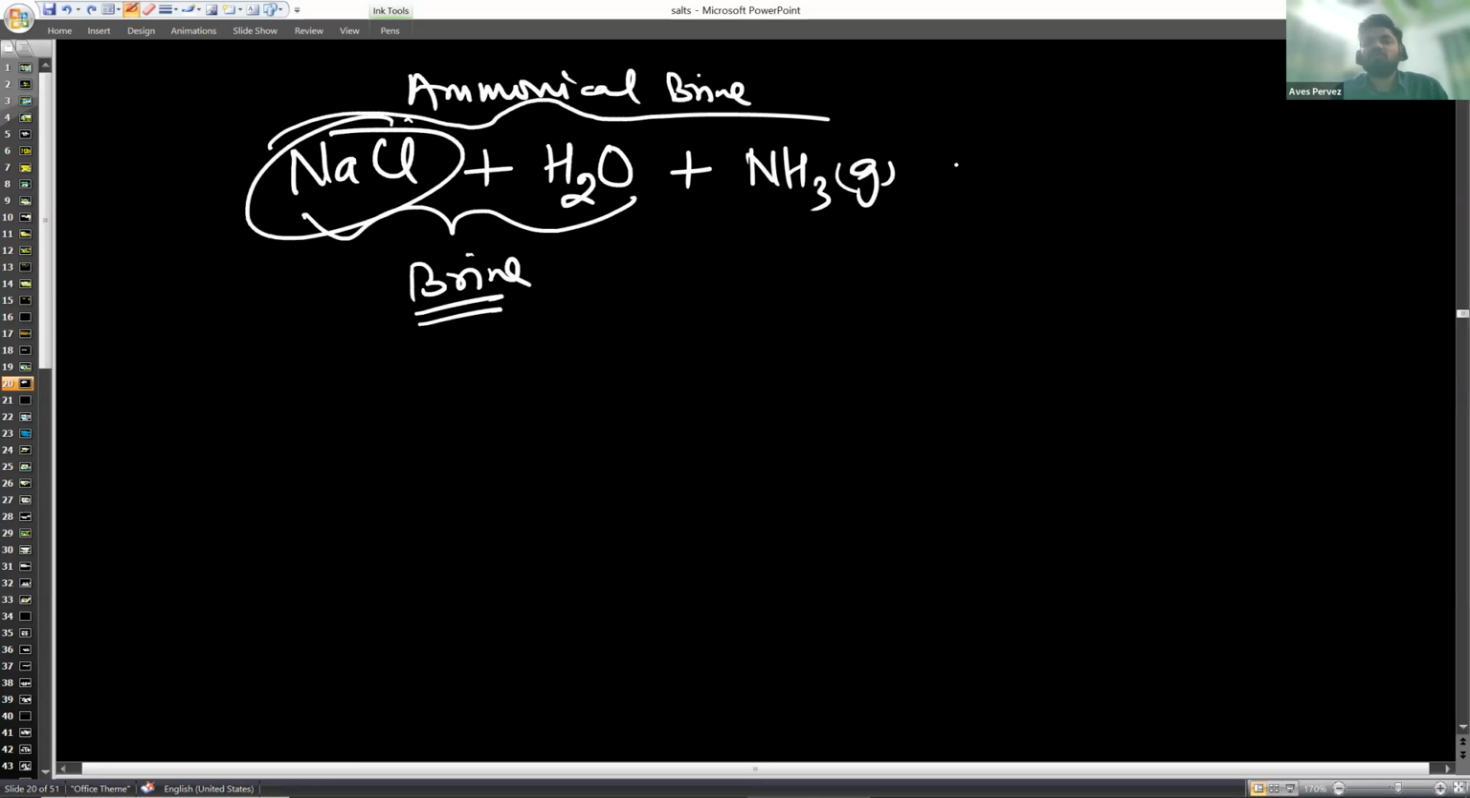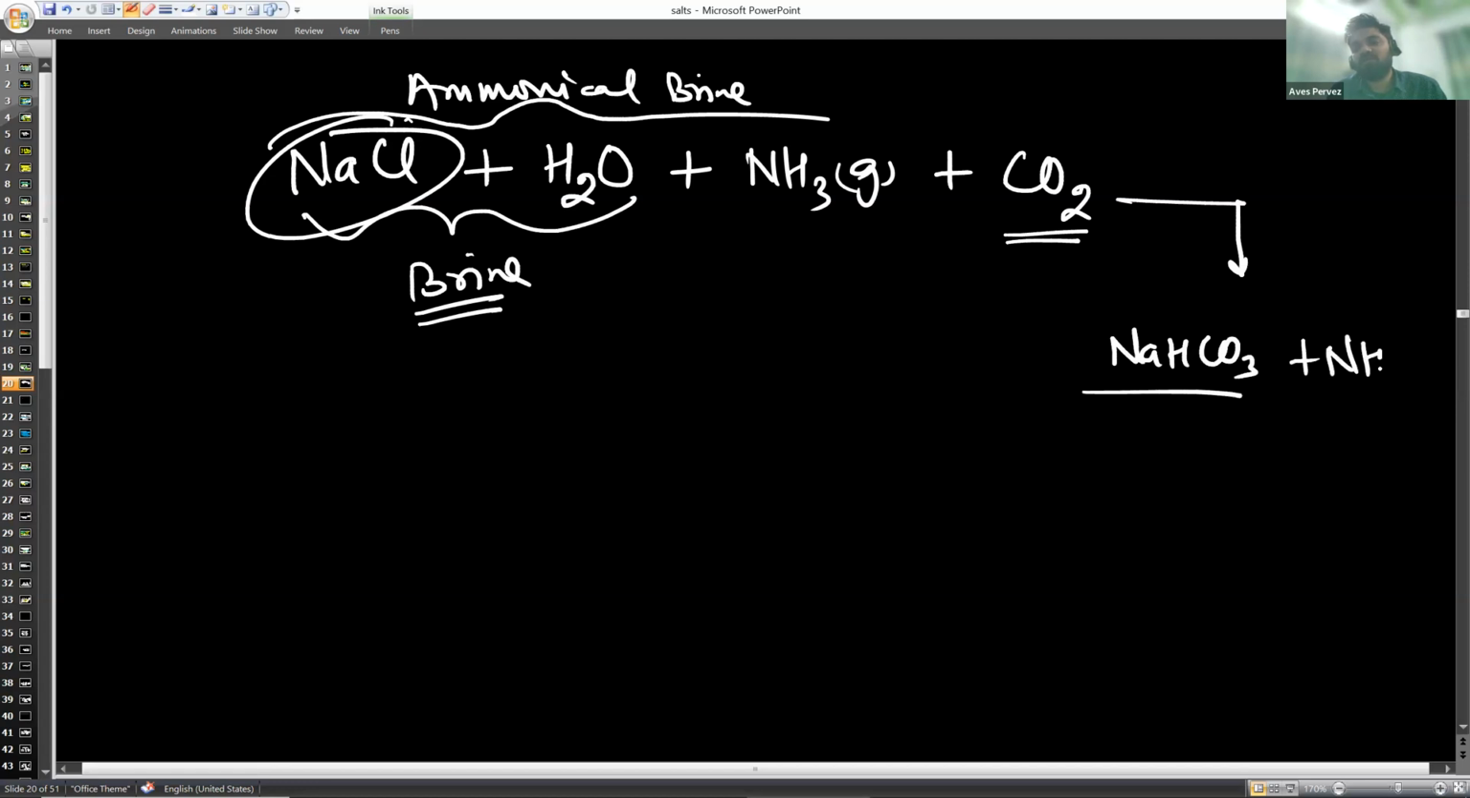Got it? So next, we pass carbon dioxide to it. When ammoniacal brine is passed with carbon dioxide, it gives you sodium hydrogen carbonate plus ammonium chloride, NH4Cl. Got it? It will give you sodium hydrogen carbonate, and this is the baking soda. So we are going to have the baking soda also in our salts. This is the same thing.